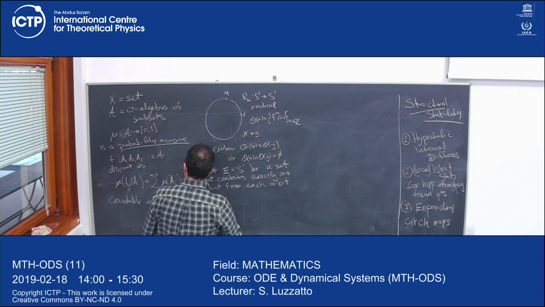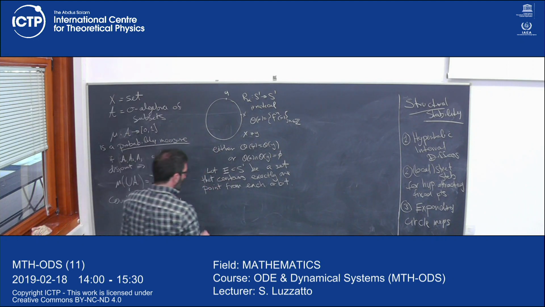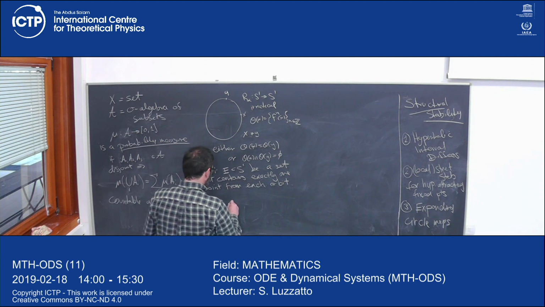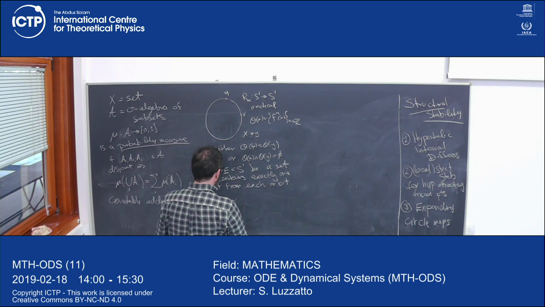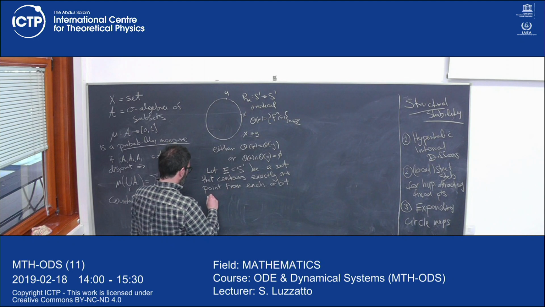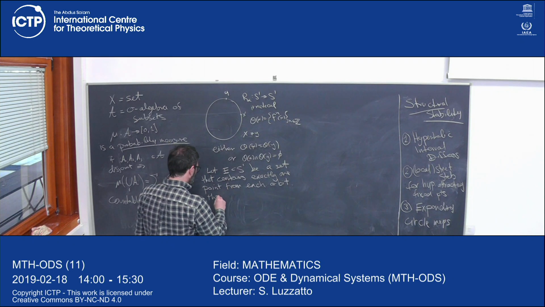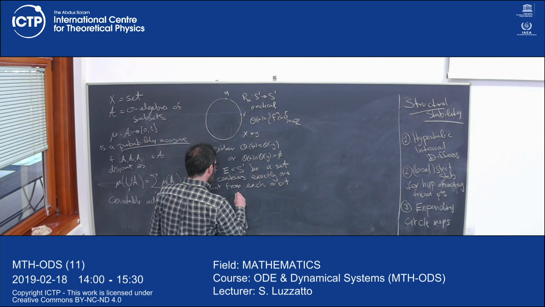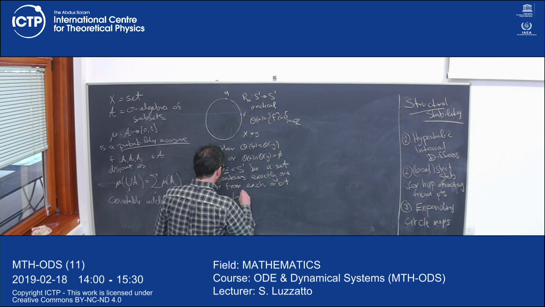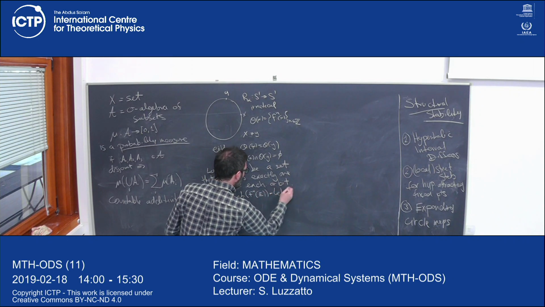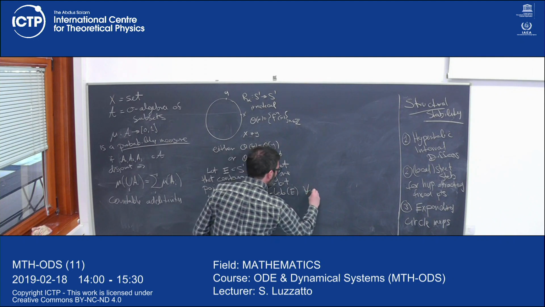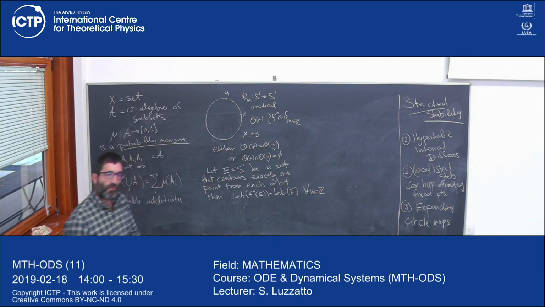We don't know. So if you could define the measure of E, we have the sum of measures. The first observation is that the Lebesgue measure of f^n(E) is equal to the Lebesgue measure of E for all n in Z. Why is that?